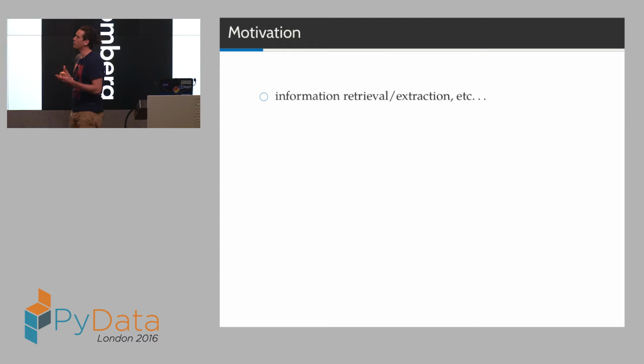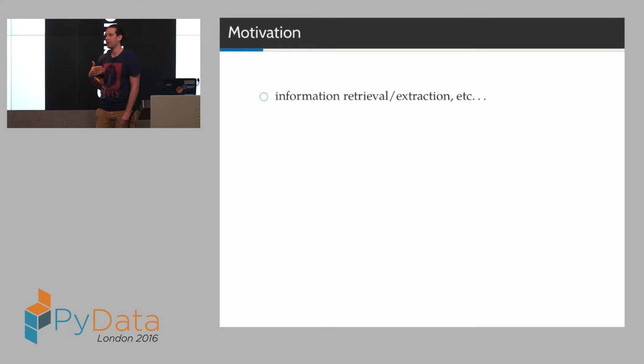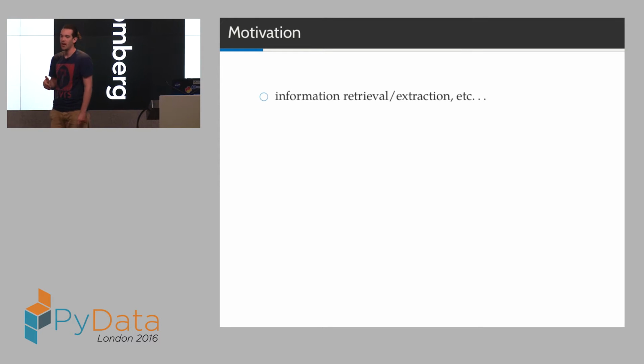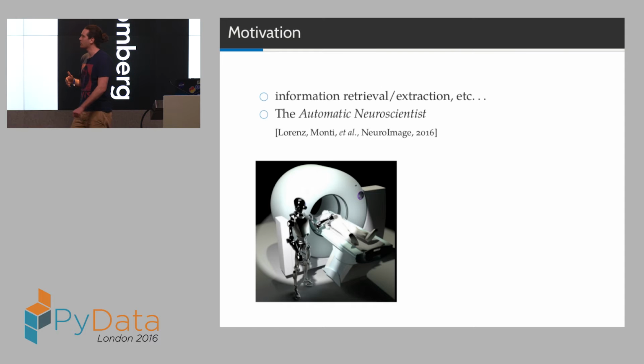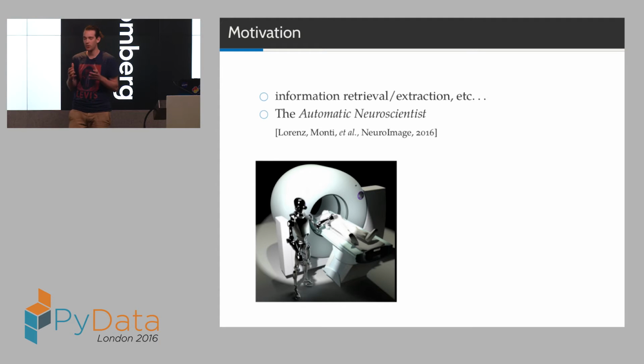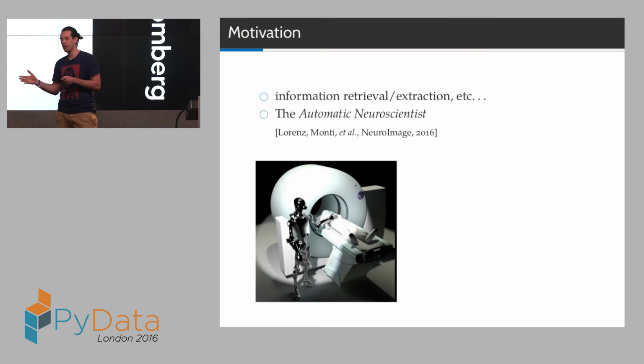Just to give some context and motivation for this work, there are tons of reasons why you might want to build a text mining model, things like information retrieval and information extraction. But in the context of this work, we had a very specific motivation. We recently did some work which we quite provocatively called the automatic neuroscientist. The idea behind this work was to try to redefine the way a functional MRI experiment works. Currently, a neuroscientist will choose an experimental task, say watching a video. They'll then put a subject in the scanner, and then they'll observe the brain activation from that task.